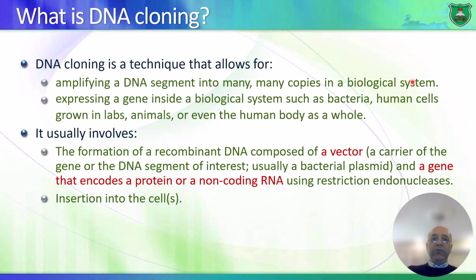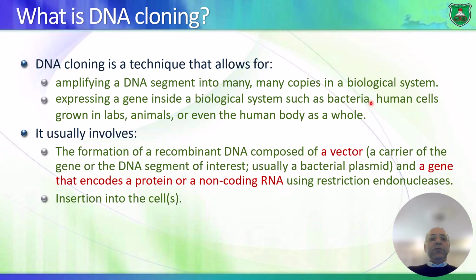Now, we can use bacteria mainly. We can use yeast as well because they're easy to manipulate, they are easy to handle. Or we can do DNA cloning on human cells in culture, in laboratories, that is. Or we can use a cloned DNA to have bacterial cells or human cells express specific genes, like the insulin gene, for example, or a gene that produces an enzyme or whatever.